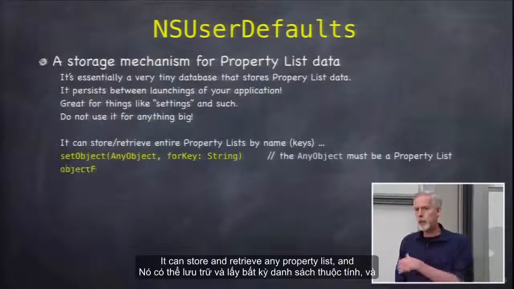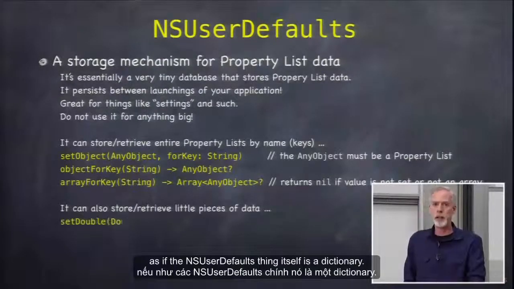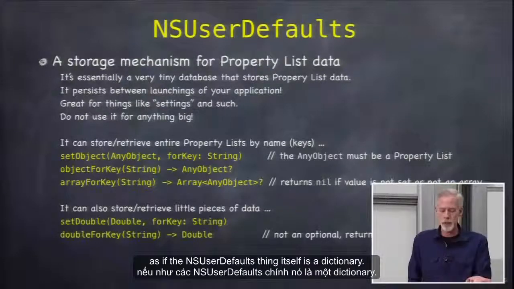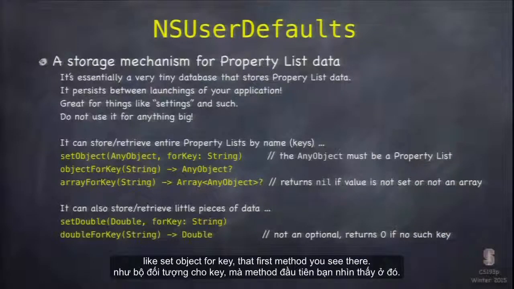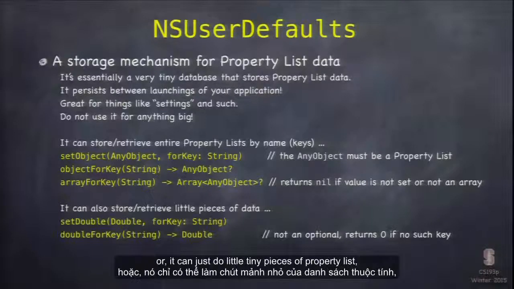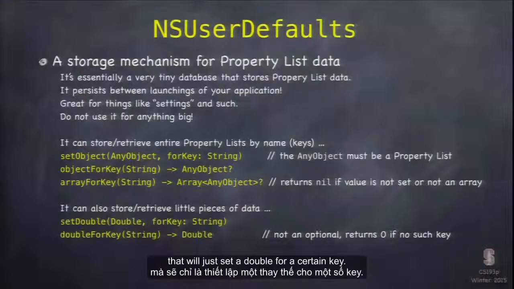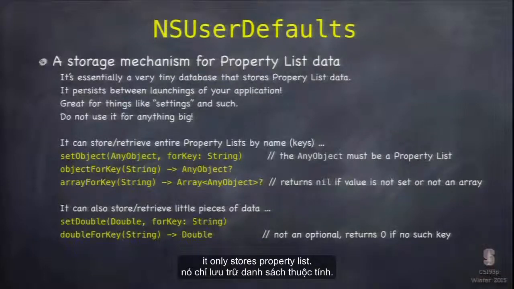It can store and retrieve any property list, and it just stores it like a dictionary, as if the NSUserDefaults thing itself is a dictionary. And it can store the whole property list, like setObject:forKey:, that first method you see there, and retrieve the whole property list. Or it can just do little tiny pieces of a property list, like it has a method setDouble that will just set a double for a certain key. Okay? So it's like a dictionary in that it's key-value, but it only stores property lists.